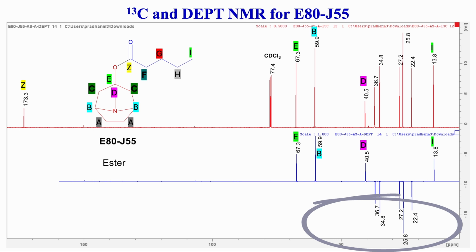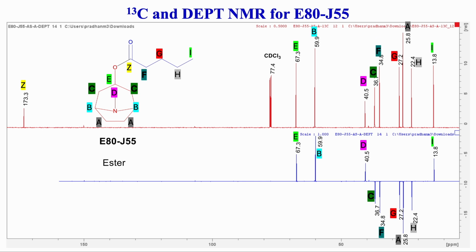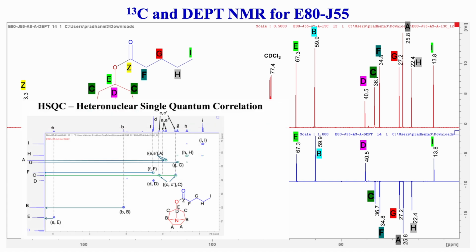Remember, these negative signals in the DEPT 135 indicate the presence of secondary carbons, CH2 groups, so these signals should come from the carbons C, F, G, A, and H from our compound E80J55. However, the DEPT 135 NMR alone does not provide us with sufficient information on which carbons should be assigned to which signal. For this reason, we need to look at additional spectra such as the 2D NMR HSQC.